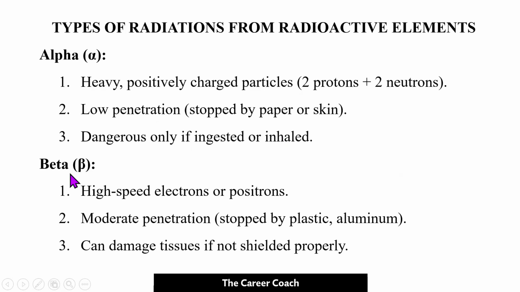Let's go to beta particles. Beta particles are high-speed electrons or positrons. They have moderate penetration. They are stopped by plastic or aluminum.